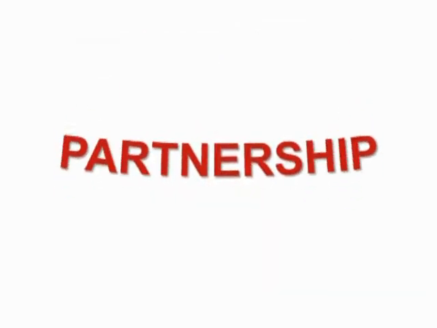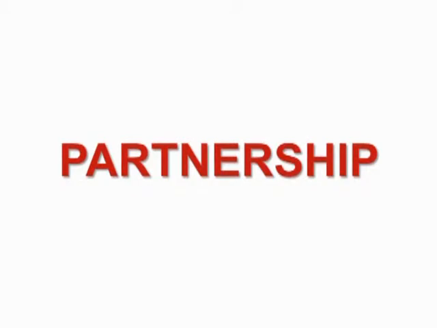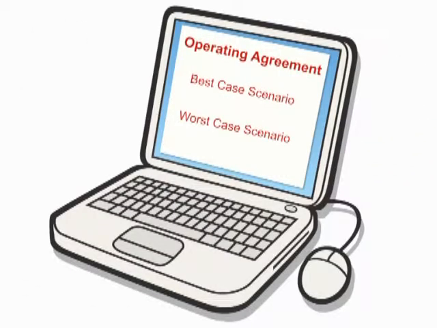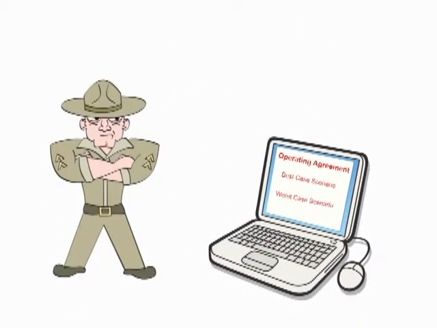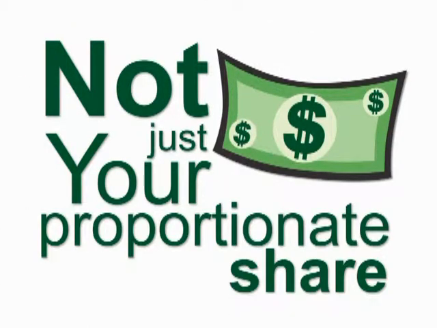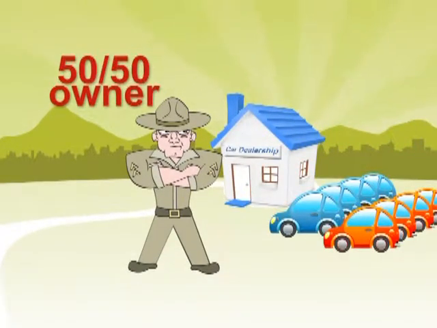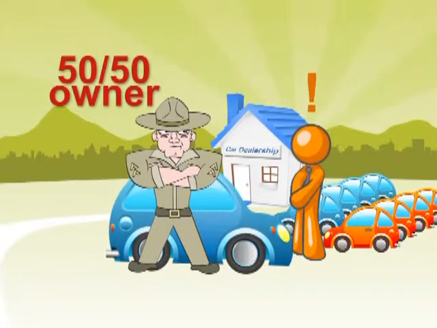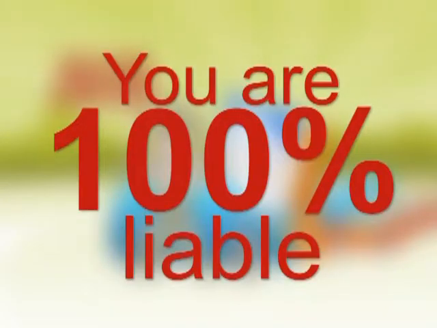A partnership is a very flexible entity which requires a partnership agreement that accounts for best and worst case scenarios. Also remember that each general partner is personally liable for all the debts and liabilities of the business and not just your proportionate share. What does that mean? It means that if you are a 50-50 owner in a business and your partner goes and buys a Cadillac in the business name, you are 100% liable for the full amount owed on the Cadillac.